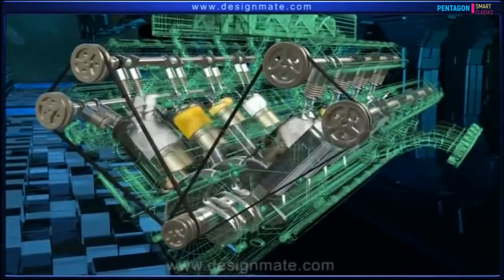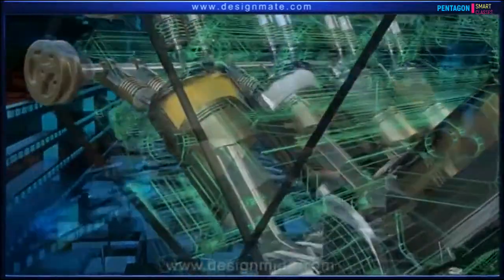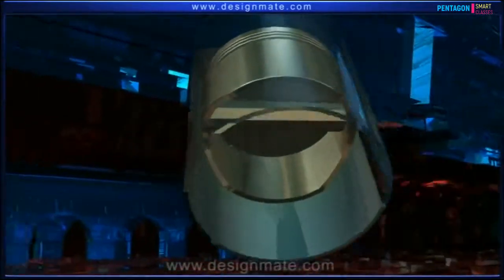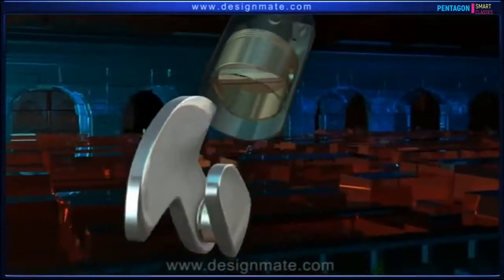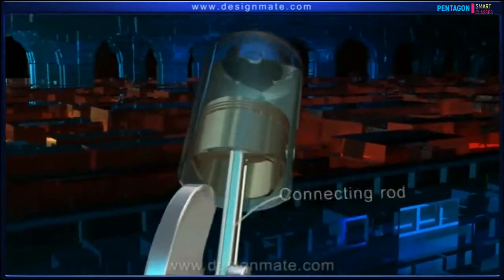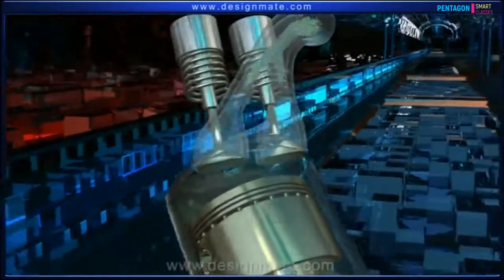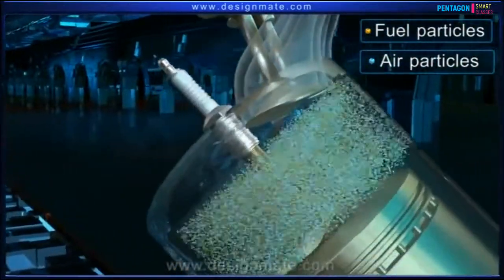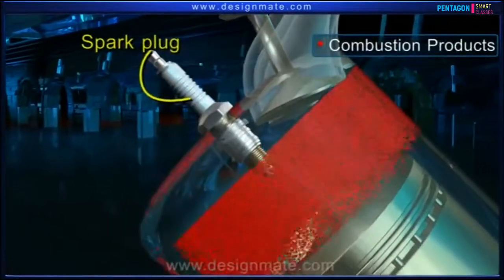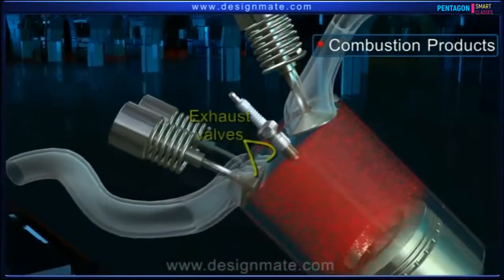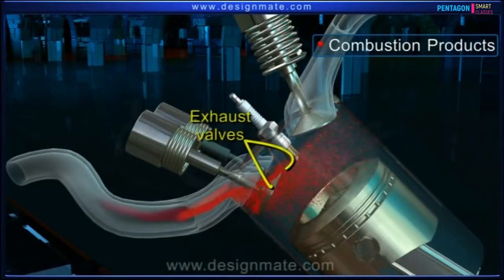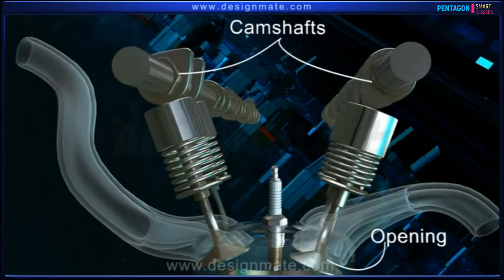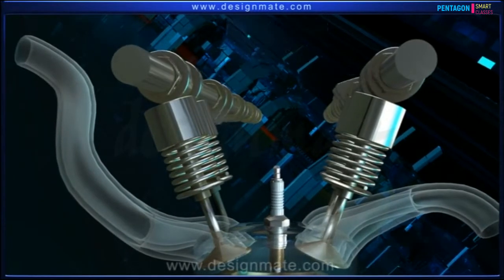Construction. A four-stroke engine mainly consists of insulated airtight cylinders with movable piston, which are joined to the crankshaft through connecting rods. The intake valves let the fuel-air mixture enter the cylinder. Spark plug produces spark and ignites the fuel-air mixture, and the exhaust valves allow exhaust gases to exit the cylinder. Camshafts control the opening and closing of valves at appropriate times.